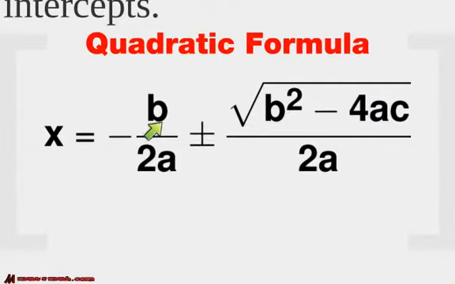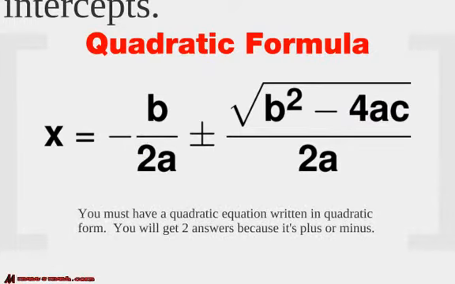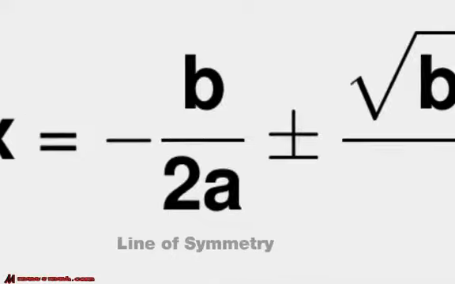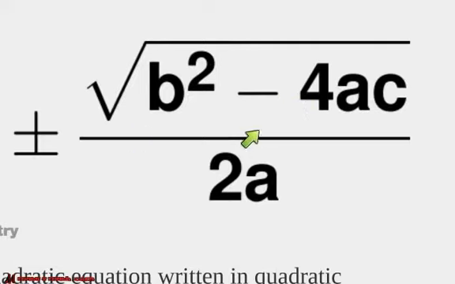Anybody recognize this? You know what this is? You remember what this is? What's that formula for? If you said line of symmetry, that's it. Okay, this is the line of symmetry. So you start off with the line of symmetry, and then you're going to add and subtract this whole thing.